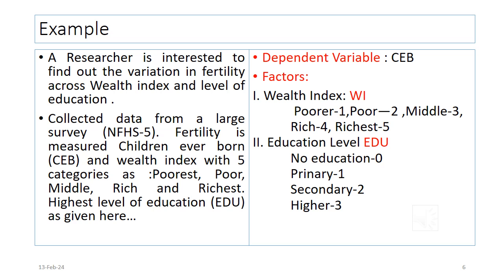Fertility is measured by children ever born, and the wealth index has 5 categories: poorest, poor, middle, rich, and richest, and the highest level of education is given here. Therefore, the dependent variable is children ever born, and the two factors are the wealth index and the other one, education, which has been given as a category.